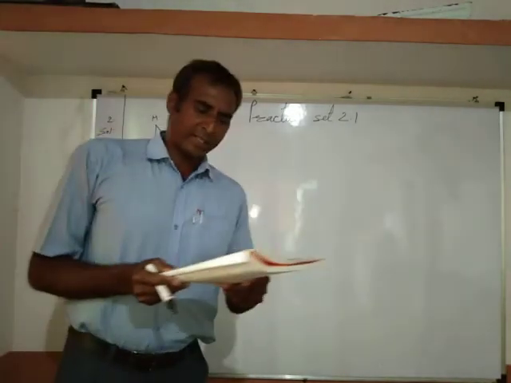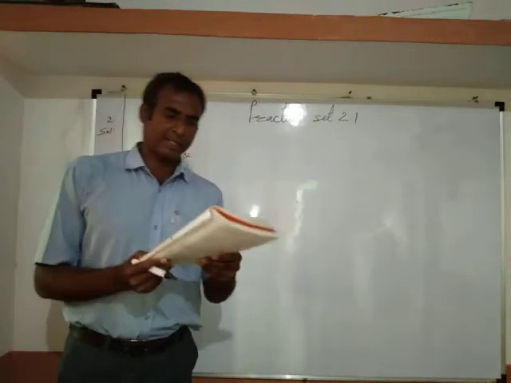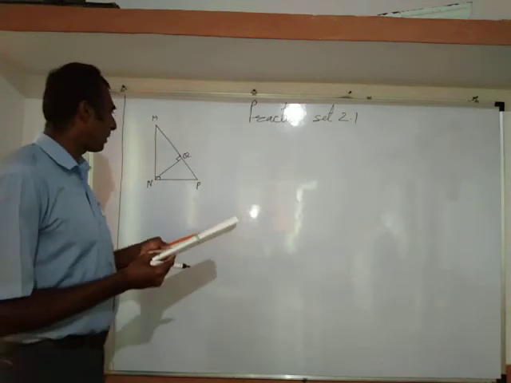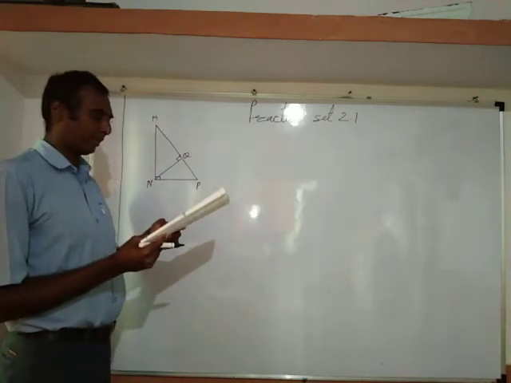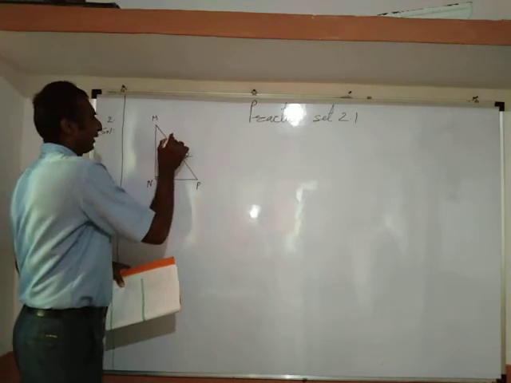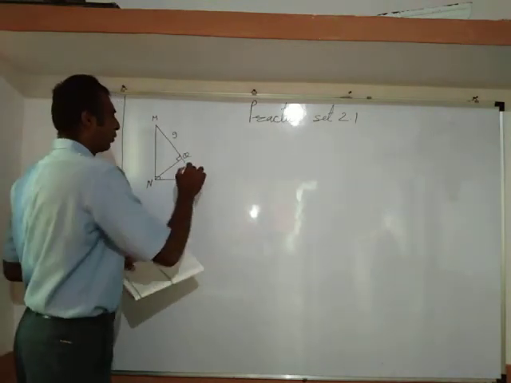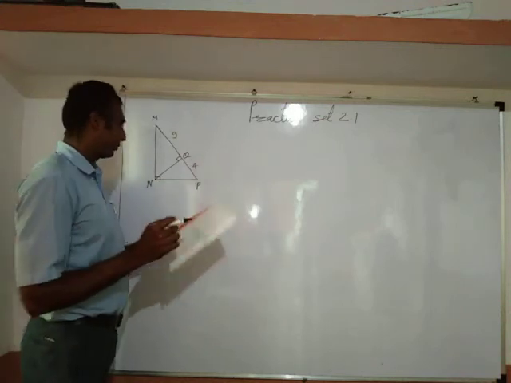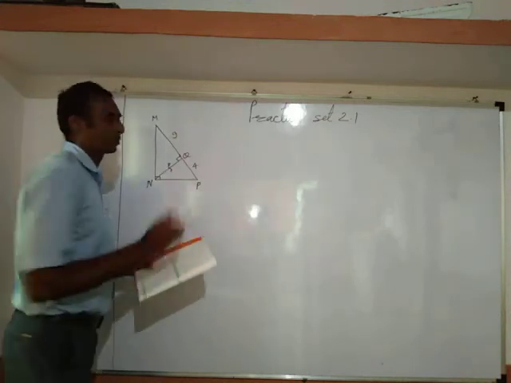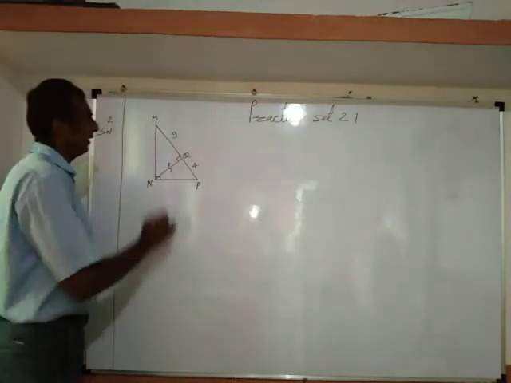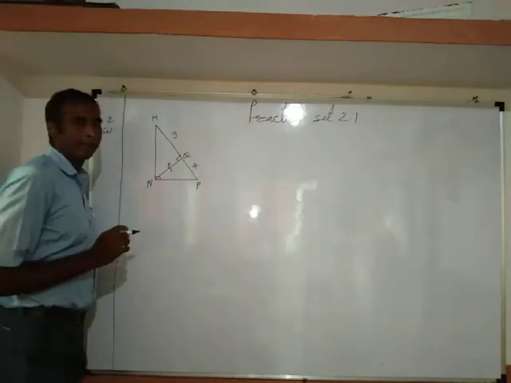Let's see question second. In the figure, angle MNP equals 90 degrees. Seg MQ perpendicular seg MP. MQ equals 9. QP equals 4. Find NQ. Okay. If you observe the diagram carefully, you may note it is a right angle triangle.